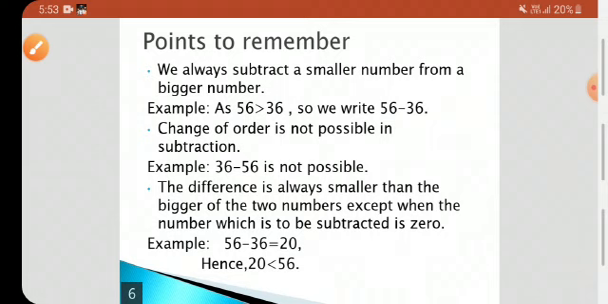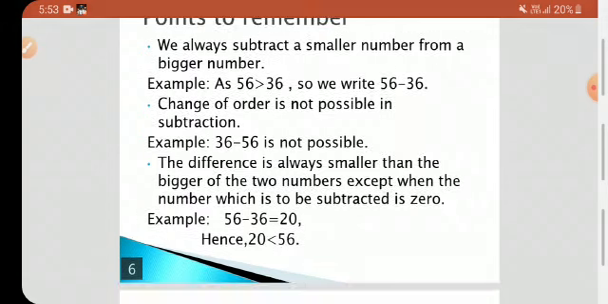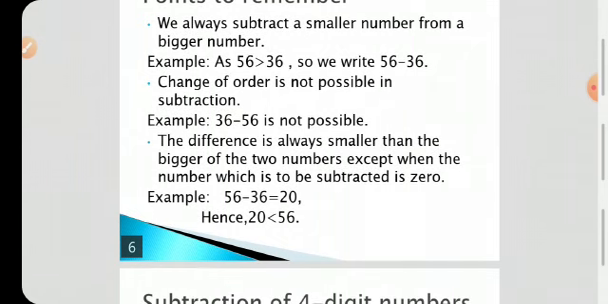Now third one, the difference is always smaller than the bigger number of the two numbers, except when the number which is to be subtracted is 0. Here 56 minus 36, what is the value? We get 20. Hence 20 is smaller than 56.